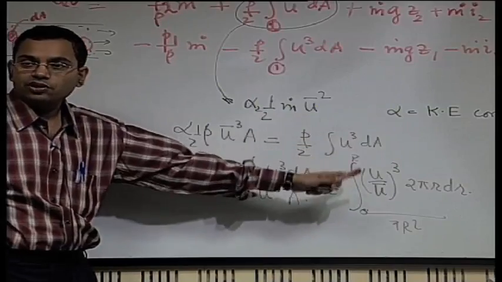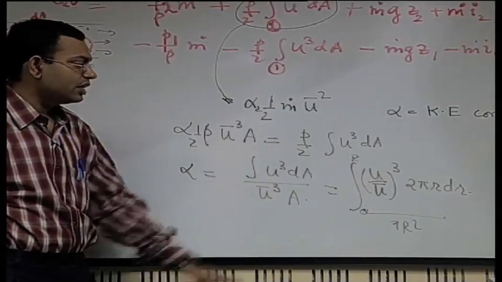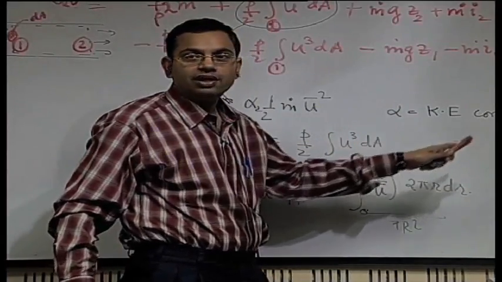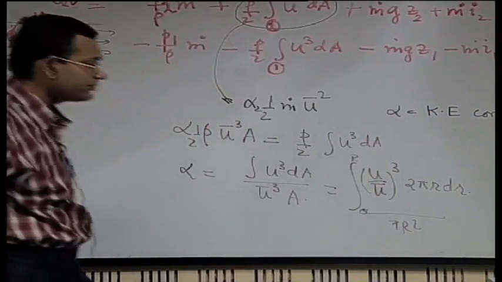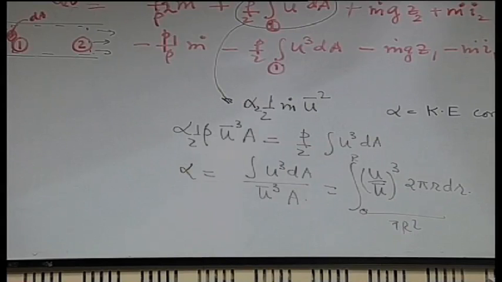Just substitute the velocity profile, u by u average equal to 2 into 1 minus small r square by capital R square, and then just do the integration. Now you see this kinetic energy correction factor; if you put it in, let us see what equation you will get at the end. So now let us divide all the terms by m dot.